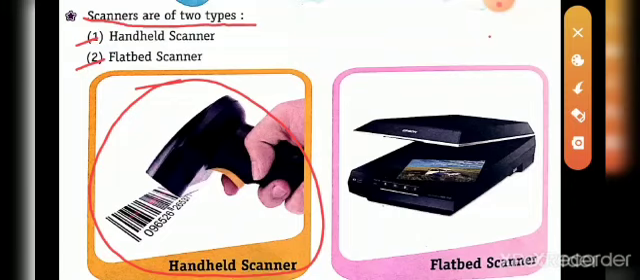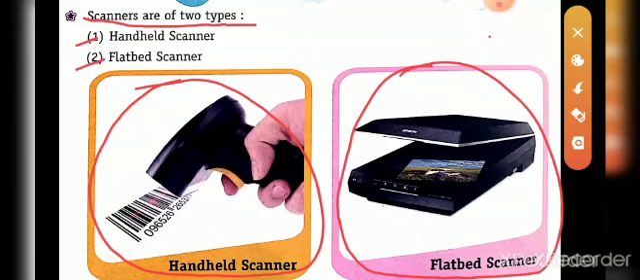Now next one, flatbed scanner. A scanner that provides a flat glass surface to hold a sheet of paper, book, or other object for scanning. The scan head is moved under the glass. Flatbed scanners often come with sheet feeders for scanning multiple sheets of paper rather than one at a time. Okay, now next.